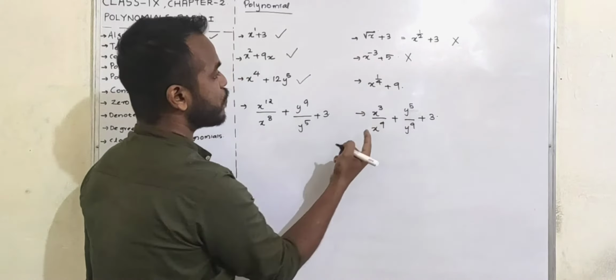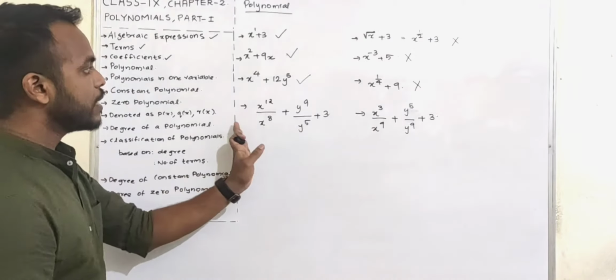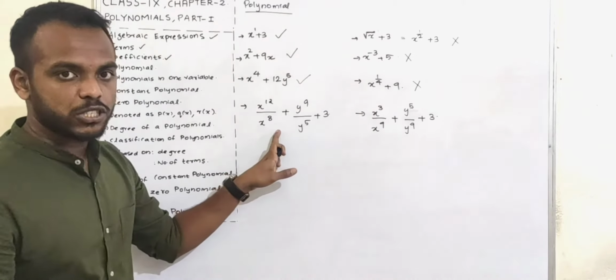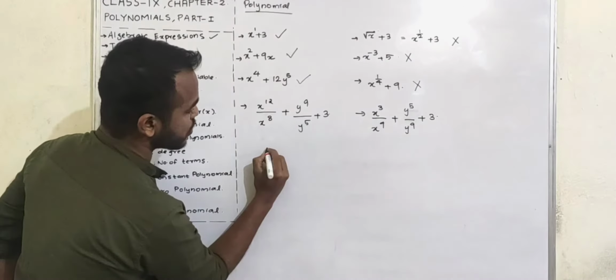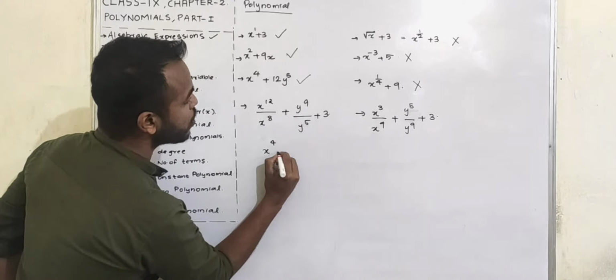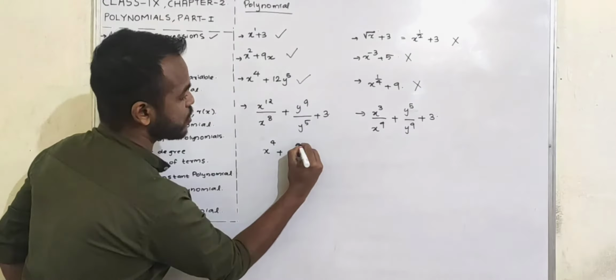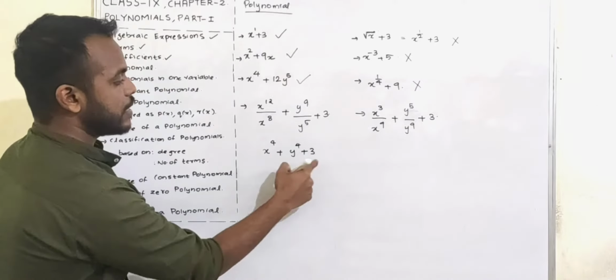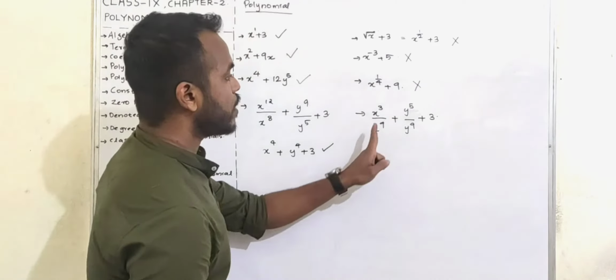Then x raised to 1 by 4. 1 by 4, is that a whole number? No, sir, that's not a polynomial. Then x raised to 12 by x raised to 8. How will you write this one? x raised to 12 by x raised to 8 is x raised to 4 plus y raised to 9 by y raised to 5. It is y raised to 4 plus 3. Is this a polynomial? Yes. So that's a polynomial. Now what about this one?